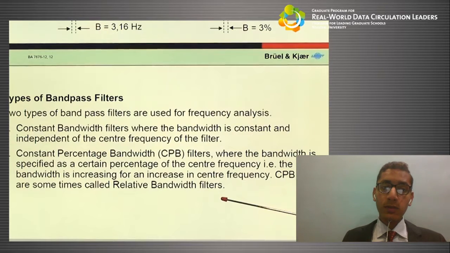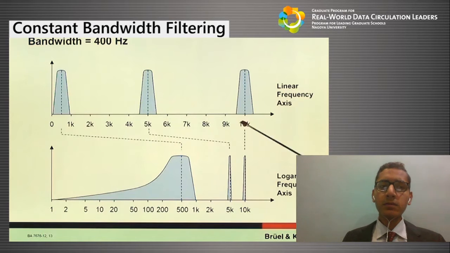Now, types of bandpass filters. The constant bandwidth filters, where the bandwidth is constant and independent of the center frequency of the filters. Constant percentage bandwidth filters, where the bandwidth is specified as a certain percentage of the center frequency, that is, the bandwidth is increasing for an increase in center frequency. The constant percentage bandwidth filters are sometimes called relative bandwidth filters.